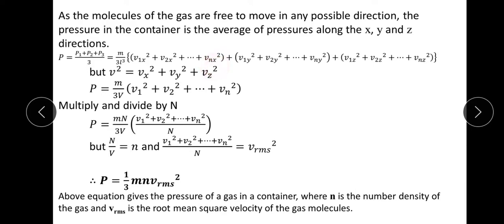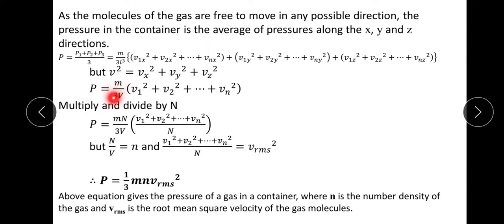Now we have to write the y and z components also, the velocity along x, y and z components. But for the magnitude of velocity v, we have written v square is equal to vx square plus vy square plus vz square. So if you add v1x square plus v1y square plus v1z square, we will get v1 square. Similarly, v2x square plus v2y square plus v2z square will give us v2 square. In the same way, vnx square plus vny square plus vnz square will give us vn square.